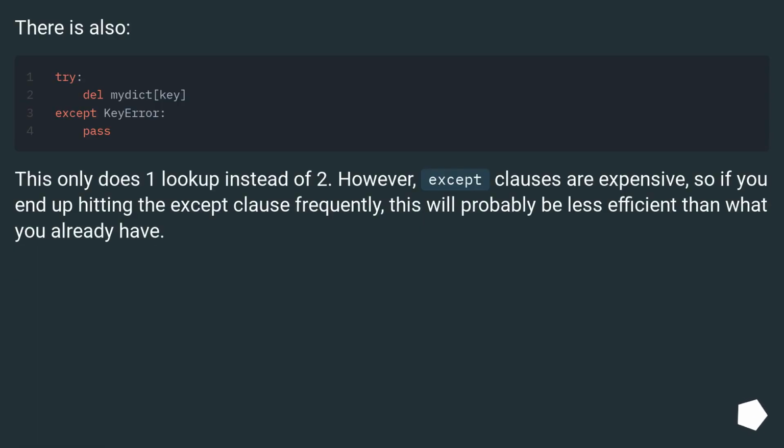There is also try/except. This only does one lookup instead of two. However, except clauses are expensive, so if you end up hitting the except clause frequently, this will probably be less efficient than what you already have.